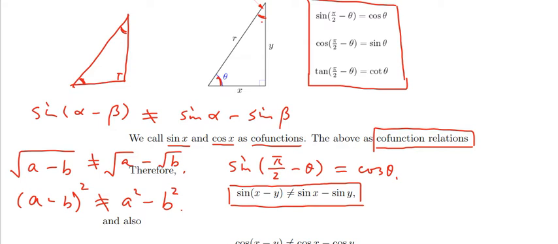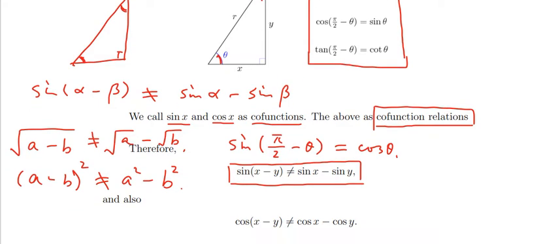Then we have this question: sine of alpha minus beta, or sine of x minus y, is not equal to sine minus sine. So then it equals what?